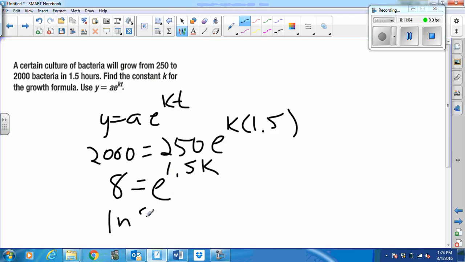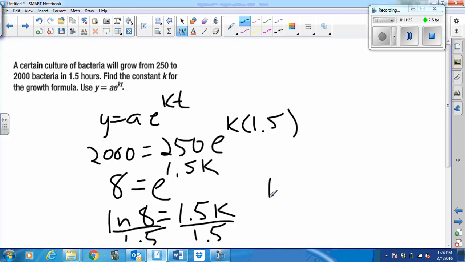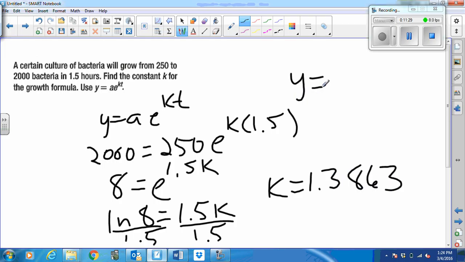So this is basically going to be the natural log of 8 equals 1.5k. And so we'll divide by 1.5 on both sides. And so we get the natural log of 8 divided by 1.5 is 1.3863. So our formula is y equals 250 times e to the 1.3863t.